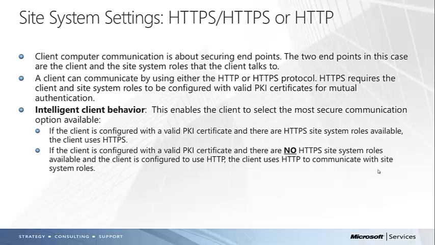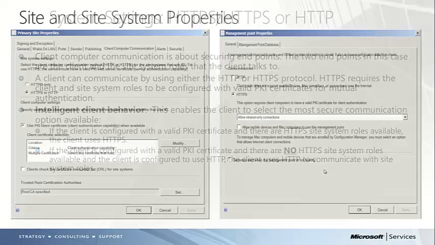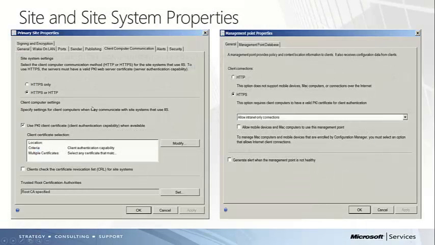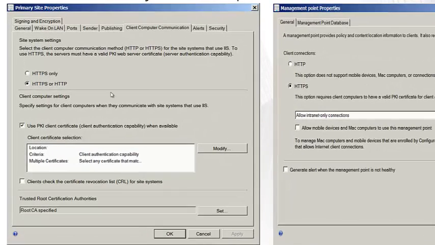So if you look at the properties of the site where we have this option, these are the default options. HTTPS or HTTP is the default option, and you have the use PKI client certificate option checked, which means the clients can use a PKI certificate if they have one, and they can talk to HTTPS site system roles. And the option to check the certificate revocation list for site system clients is unchecked.